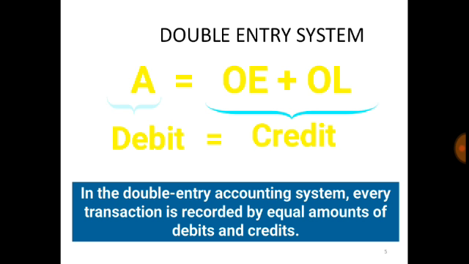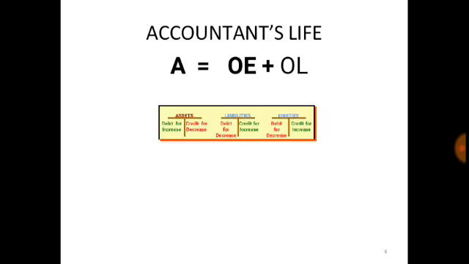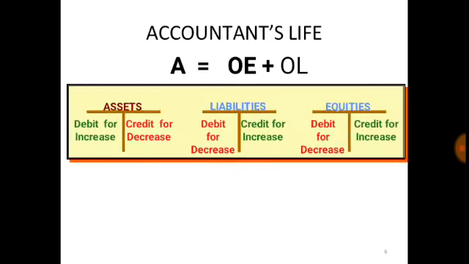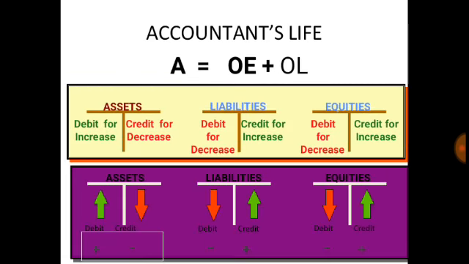Double entry system means every transaction is recorded by equal amounts of debit and credit. Because accounting is based on double entry system, debit means debtors and credit means creditors. Assets are always debit, equity and liabilities are always credit. Therefore, debit must be equal to credit. Now, if we talk about the accounting equation, assets equal equity plus liabilities.